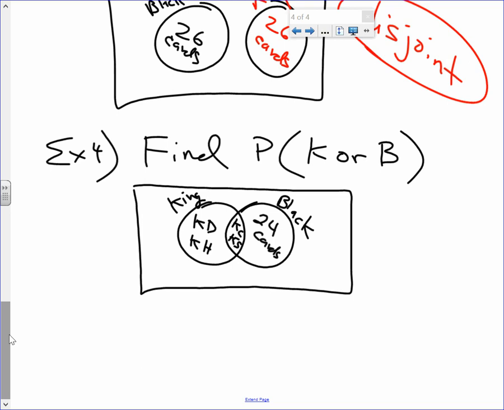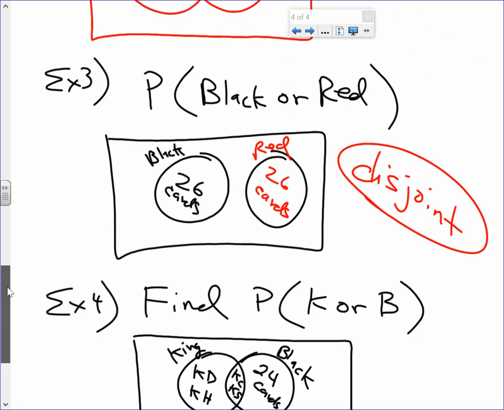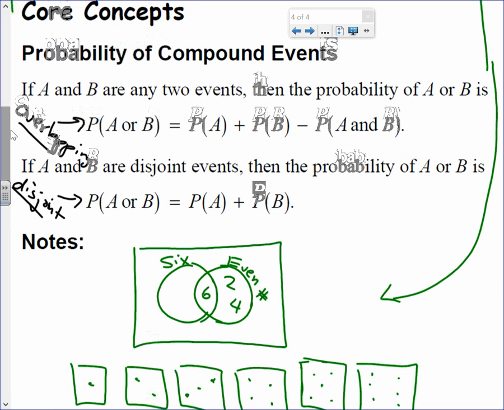This is overlapping events. So look at what I'm going to use. I'm going to use this formula right here. It looks nasty. It looks a lot more scary than it actually is. Bear with me. I'll finish strong here.